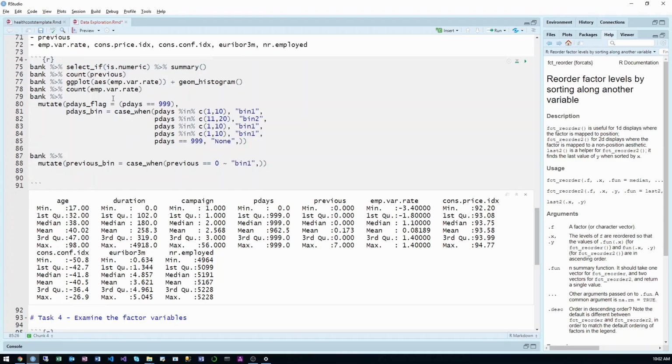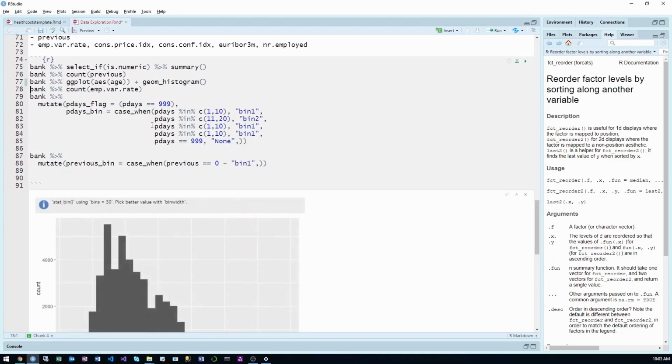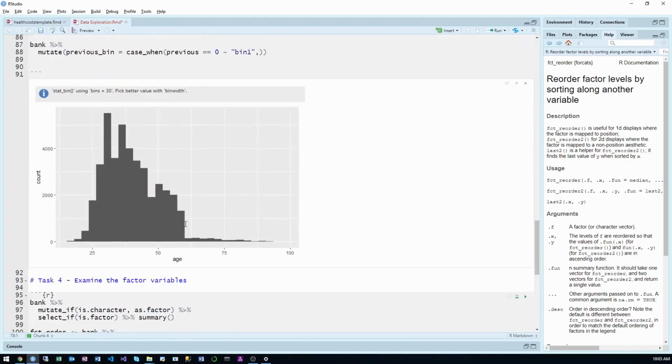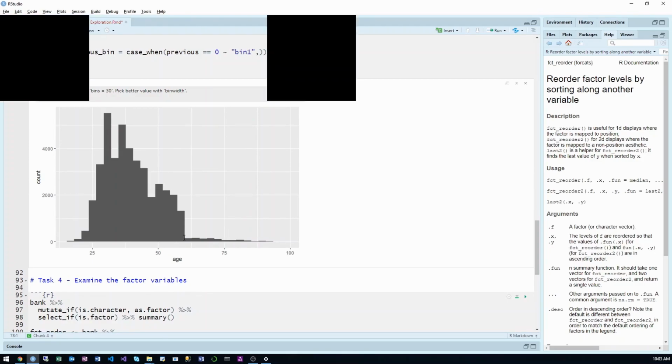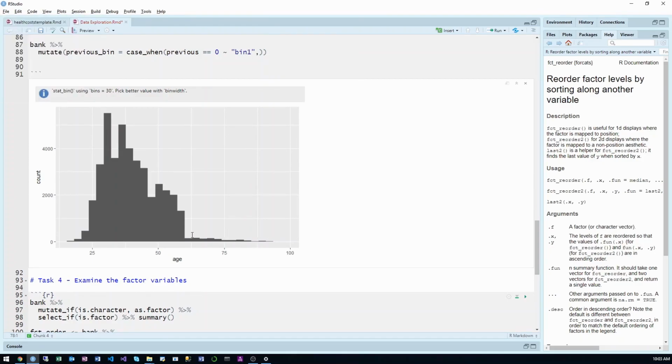And I can look at the histogram and see that there are a lot of values that get cut off right at about 60. So these are probably people who are over the age of 65 who are retired. Maybe they're not eligible for this type of loan.